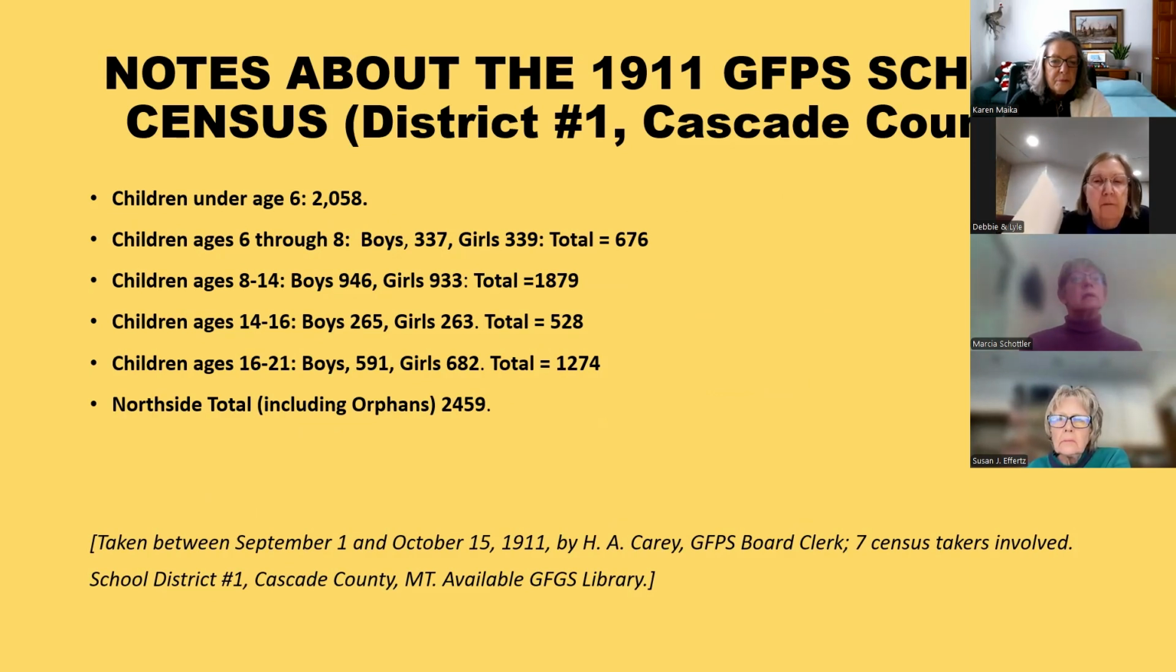Children totaled under the age of 6 by boy and girl. Children ages 6 through 8, boys and girls. Children ages 8 to 14, boys and girls. Kids ages 14 to 16, boys and girls. And 16 to 21, boys and girls. And for us, we had a north side total, including the orphan schools that we had in Great Falls for that particular thing. That was an important thing in our particular county.